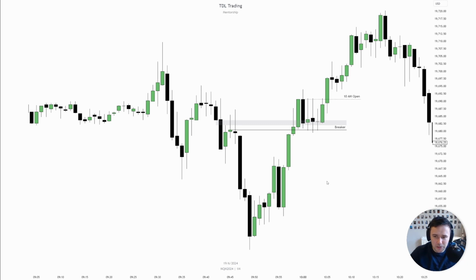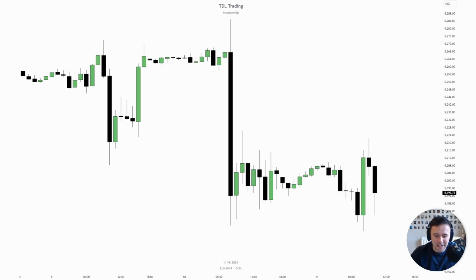And now we are zooming in on the 1 minute time frame, and here we have the 10 a.m. open, and after the 10 a.m. open we drop down into that breaker with that FVG combination. After the FVG has been hit, we can see that we got that minimal 10 handle move with the correct SL placement in order.